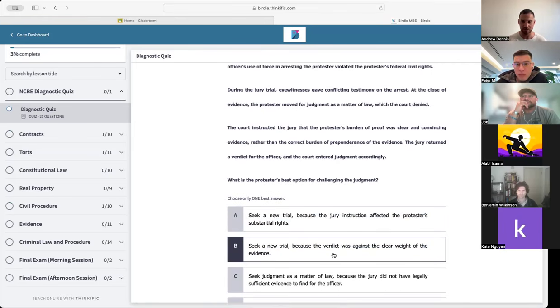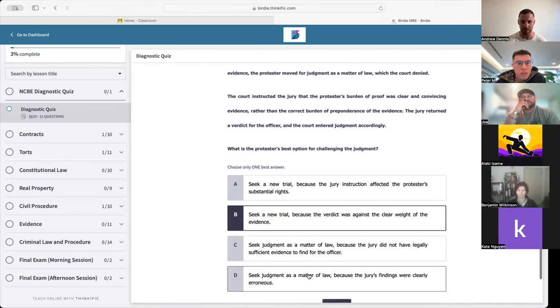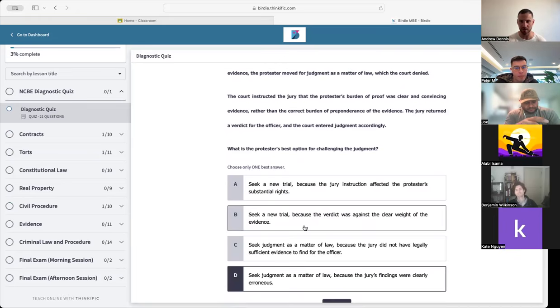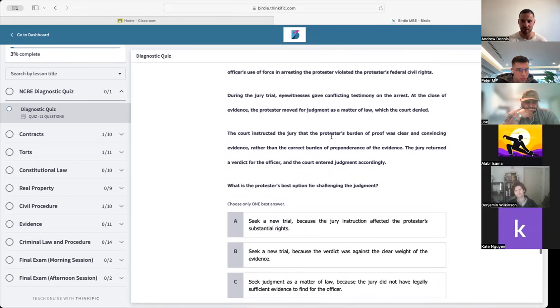Seek JMOL because the jury did not have legally sufficient evidence to find for the officer. Again, that's the right standard. Or seek judgment as a matter of law because the jury's findings were clearly erroneous. Well, we don't want C or D because they've already entered a verdict, right? So it would be renewed if it was, but they already made a verdict against you. So you're going to need a new trial here. So how are you going to get the new trial? Was the verdict against the clear weight of the evidence? Not really. It was just the burden of proof was wrong.